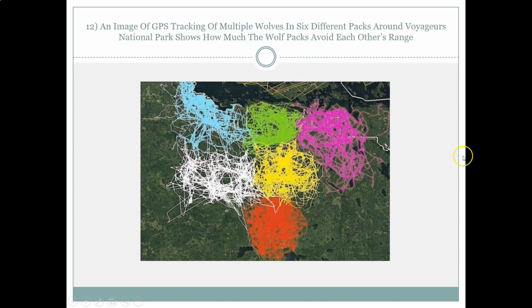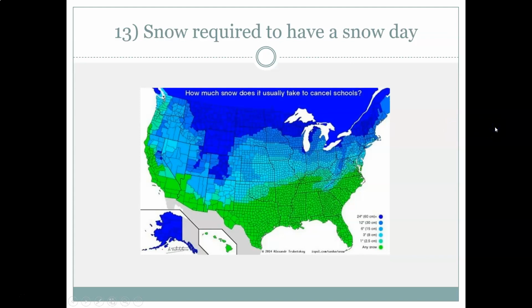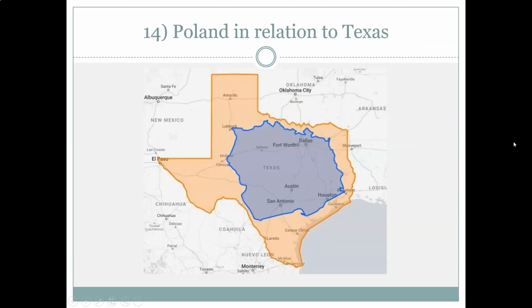An image of multiple wolf packs. So here we are in biology. In some remarkable natural mechanism here, you can have 6 different wolf packs and they don't tread on each other. Snow required to have a snow day. So in Michigan, you can see it takes quite a bit. I love it in the South. Any snow is a snow day.